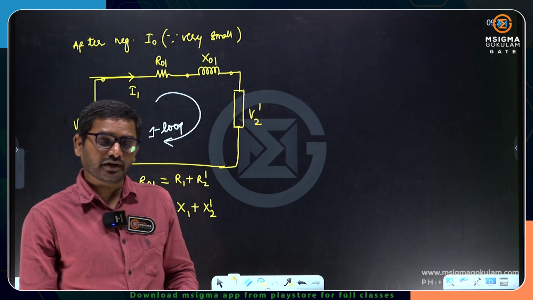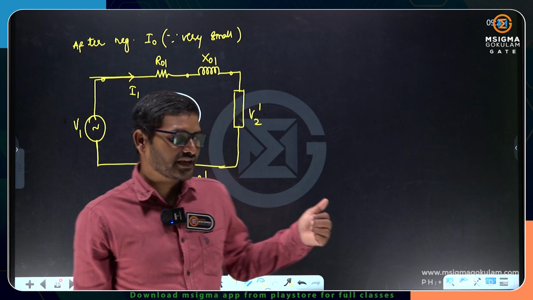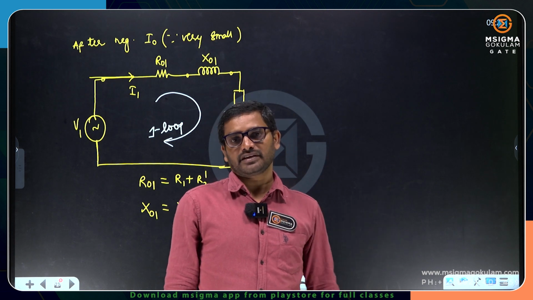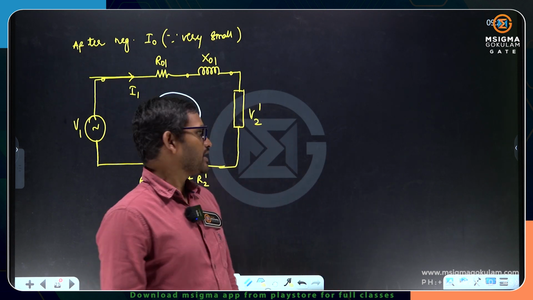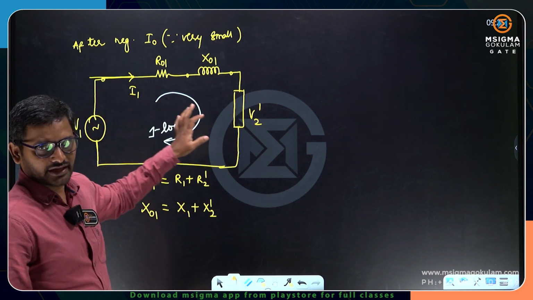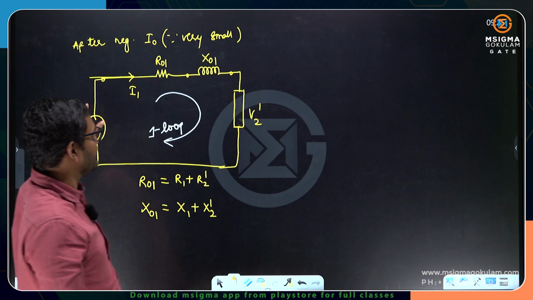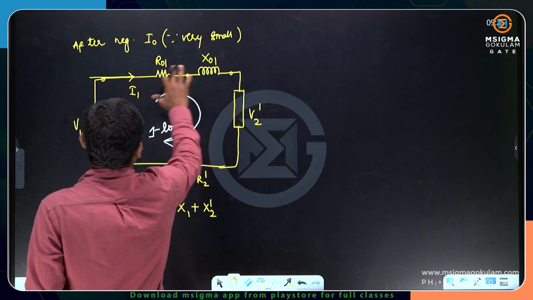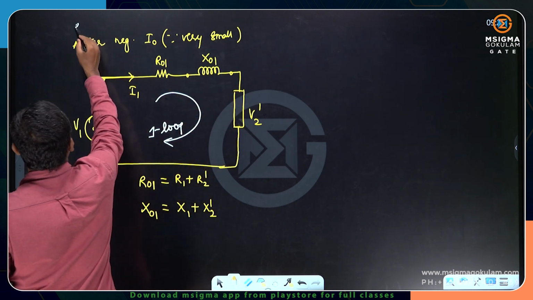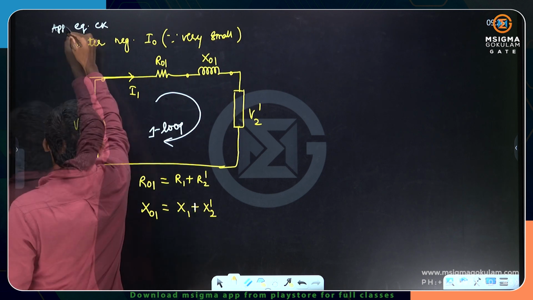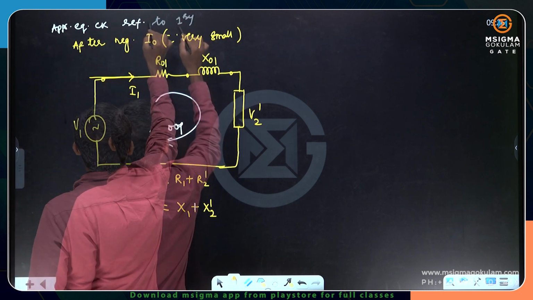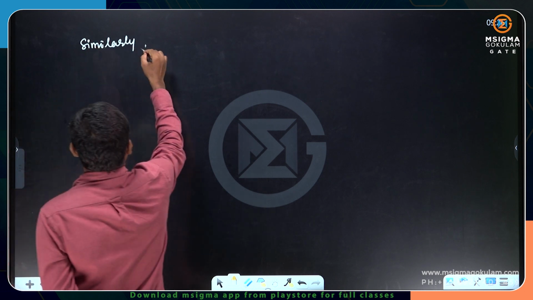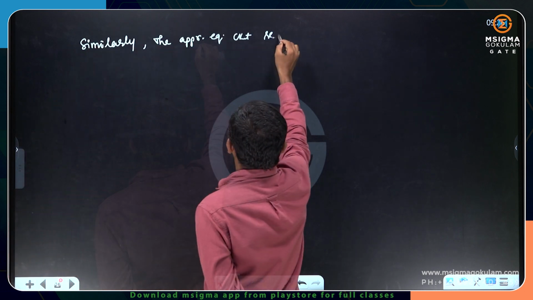So to analyze the transformer, one loop equation is enough if you transfer the secondary parameters onto the primary side or primary parameters onto the secondary side. Okay, I am repeating, in the same way, if you transfer the primary winding parameters onto the secondary side, then the approximate equivalent circuit will be like this. This is the approximate equivalent circuit. This is the equivalent circuit referred to primary. Similarly, the approximate equivalent circuit referred to secondary.